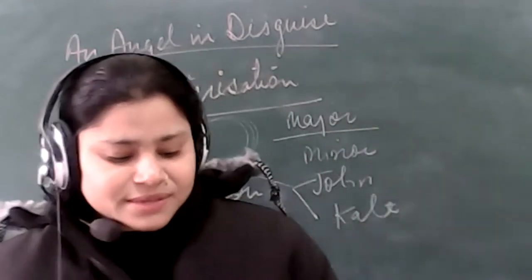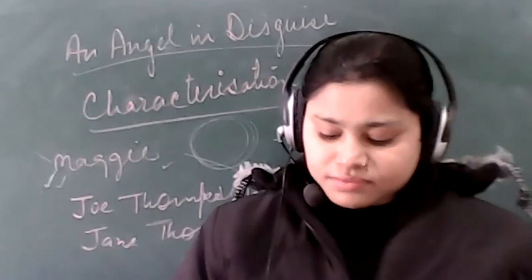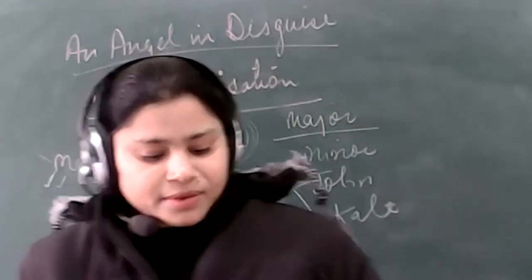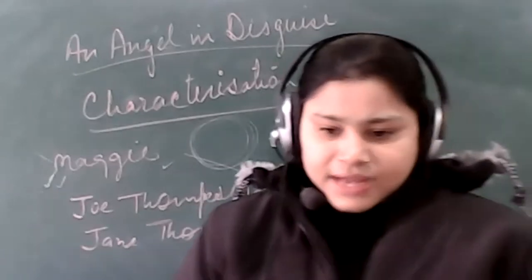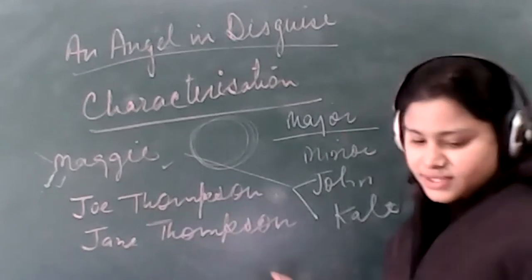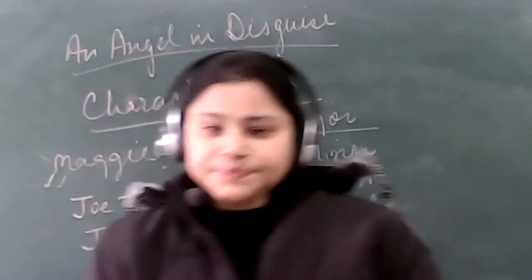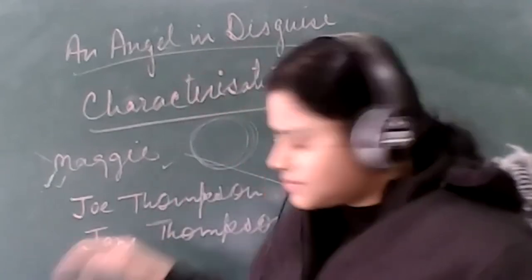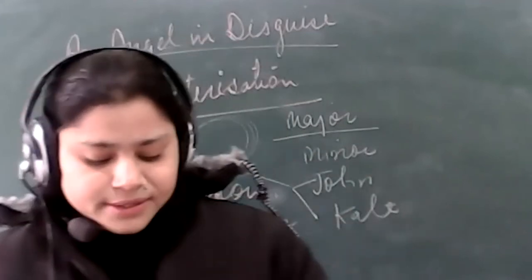So these are some character traits of Mr. Joe Thompson that we have discussed many times. You will read and get to know more as time is going to finish. Jane Thompson, again, you can see that she was somewhat irritable because of the problems going on in her life. But finally, she started loving Maggie. So we can write these things about her character.